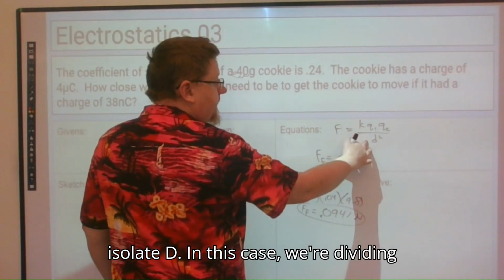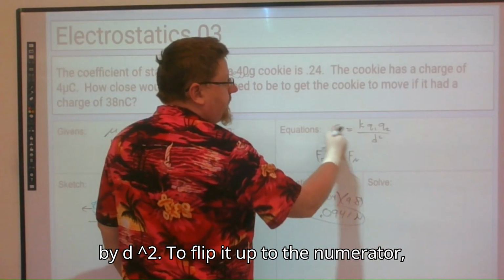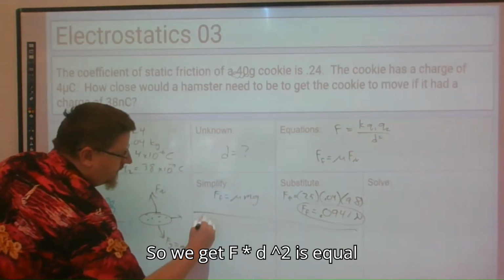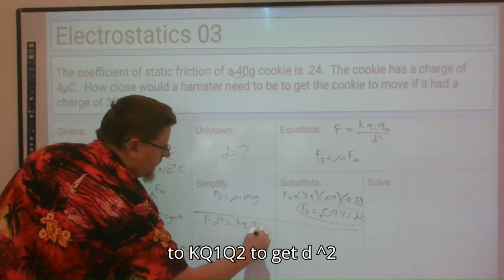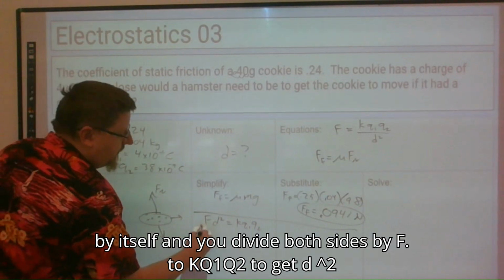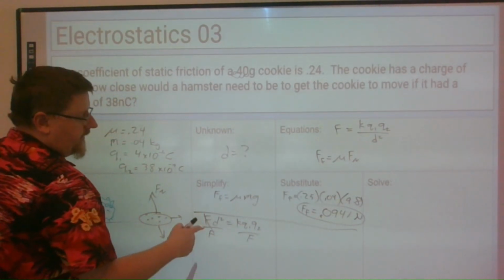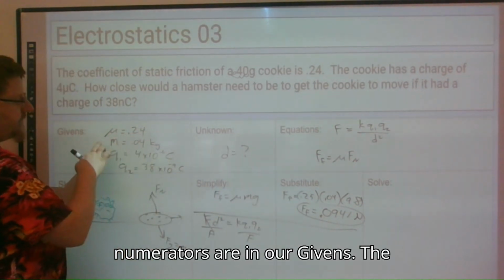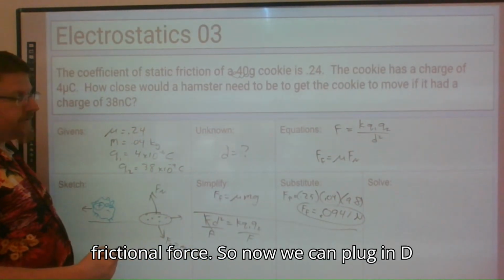So let's go ahead and isolate D in this case. We're dividing by D squared. To flip it up to the numerator, we have to multiply both sides by D squared. So we get F times D squared is equal to K Q1 Q2. To get D squared by itself, we need to divide both sides by F. So now we have D squared isolated. The numerators are in our givens. The denominator we just solved for is the frictional force.